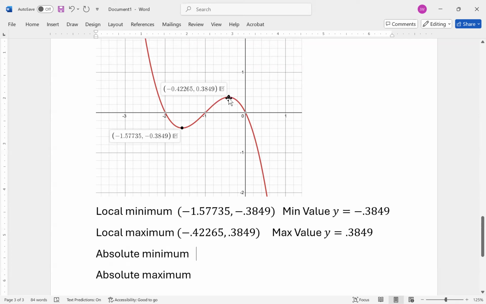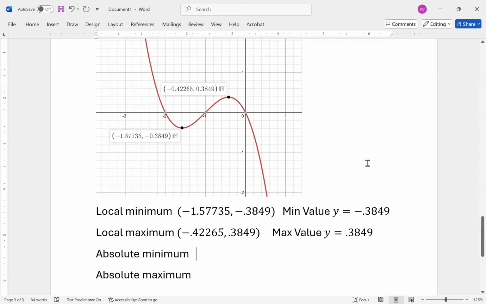However, if you look at the left-hand side, as you move left, this graph is shooting off to infinity. So while this point that we just saw was a local maximum, it is not the absolute maximum because we have this other side which is higher. The same thing with local minimum. This local minimum is not the absolute minimum because the absolute minimum doesn't exist, because the graph goes down to negative infinity.